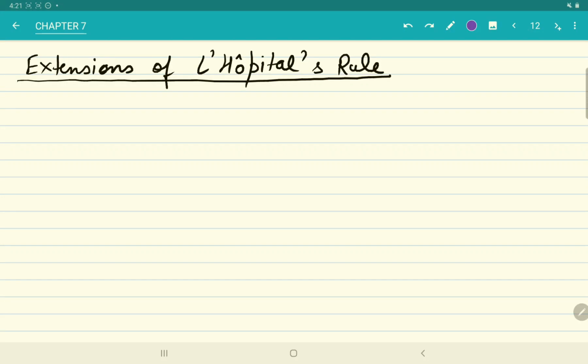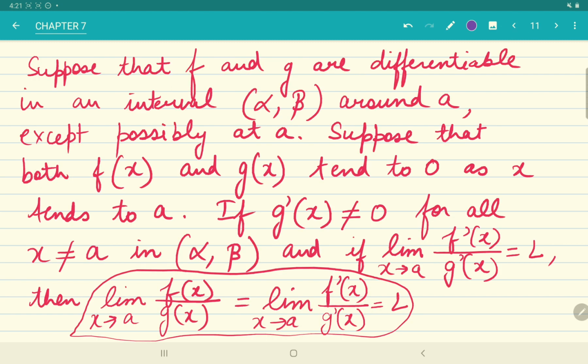I now take up extensions of L'Hopital's rule. Earlier we talked about an open interval alpha beta around A, except possibly at A. We said that suppose both f of x and g of x tend to 0 as x tends to A. In that case, if g prime x is not equal to 0 for all x not equal to A in this interval, and if the limit as x tends to A of f prime x by g prime x is equal to L, then we have this case.